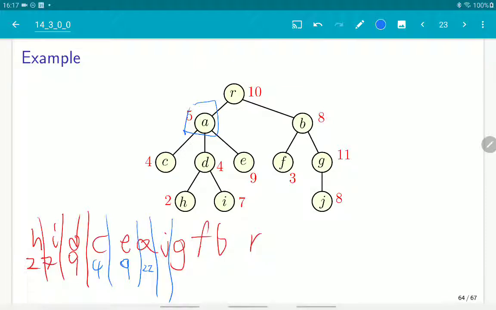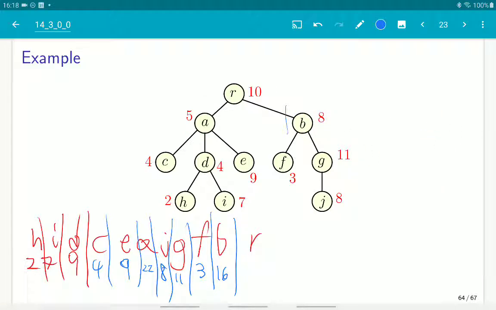Okay, J is 8. G is 11. Right. F is 3. B is the interesting case. Again, either we take it and its grandchildren, so this is 16, or we don't take it, but then we take the optimum of F and G, which is 14 also. Sorry, it's 14, but 16 is better, so we take 16. Okay, and now, ta-da, we reach the root.